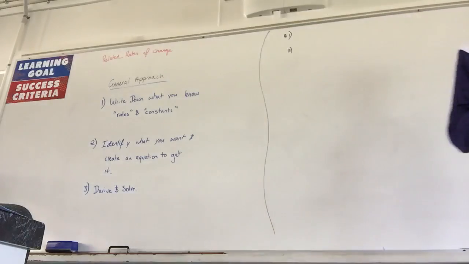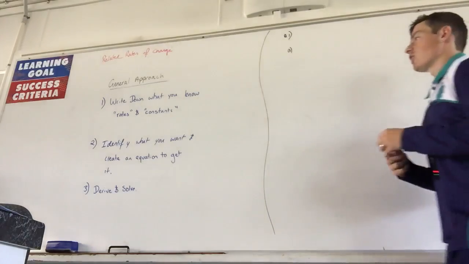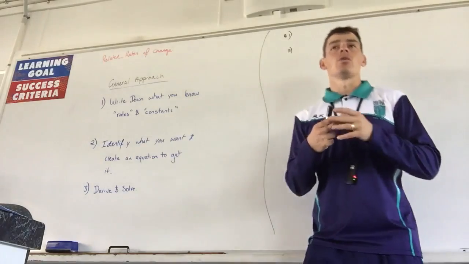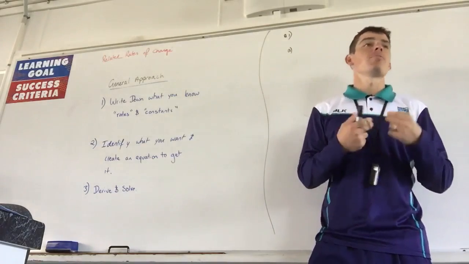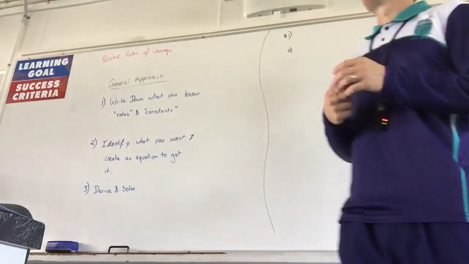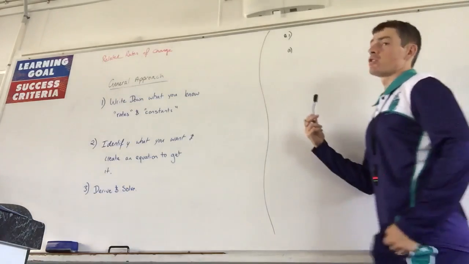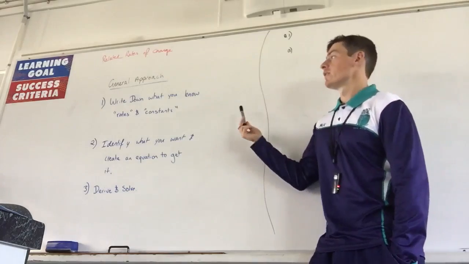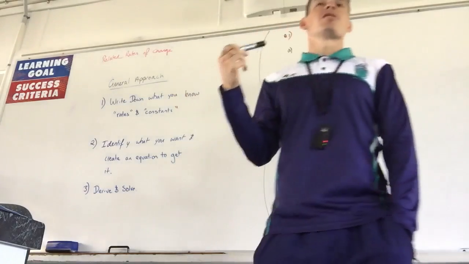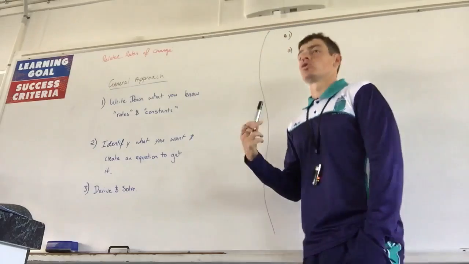So with these related rates of change problems, they are tricky. They're tricky because there's not really a one-size-fits-all process. You need to be pretty flexible with the way you approach it. But a general approach that I would try to follow, and it's probably the same for any maths problem, is to always write down what you know.